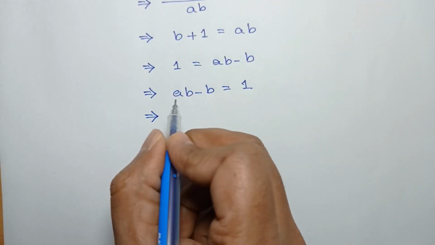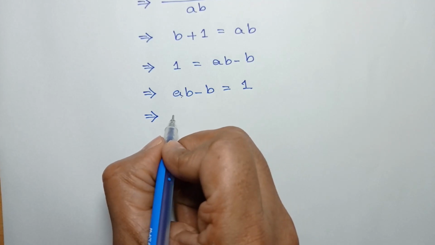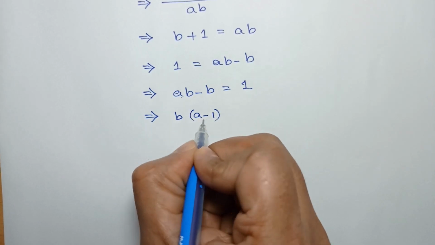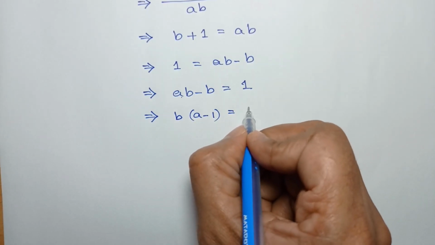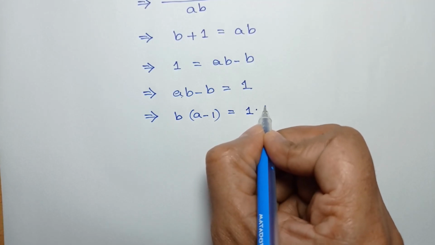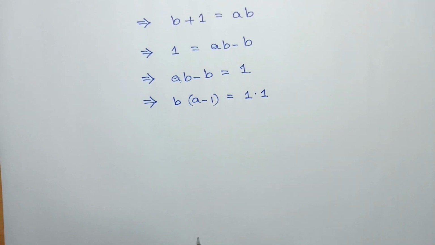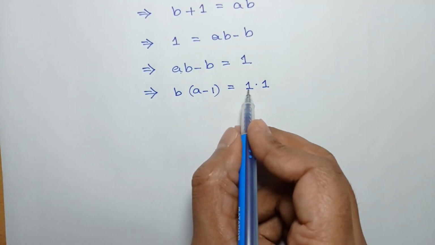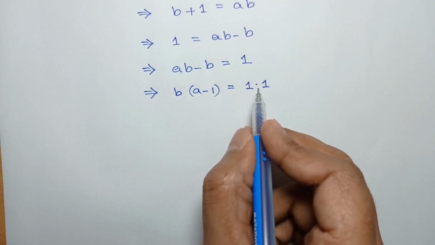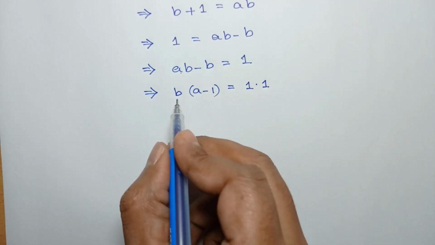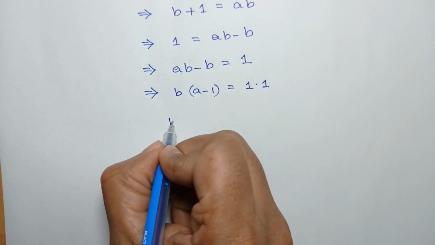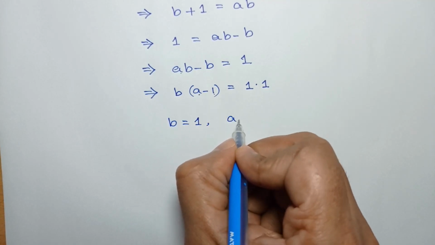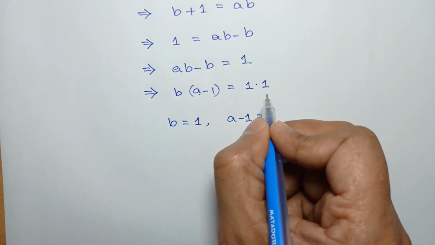Or taking common b from the left side, we get b times (a minus 1) is equal to 1, which can be written as 1 times 1. Now comparing both sides, we can write b is equal to 1 and a minus 1 is equal to 1. So b is equal to 1 and a minus 1 is equal to 1.